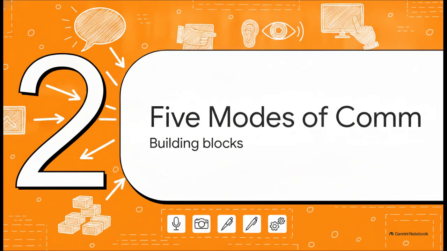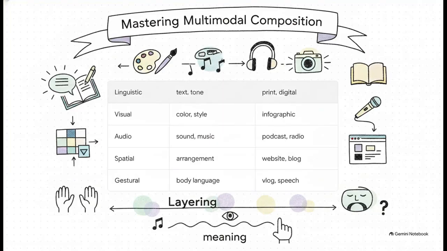Moving on to Section 2, the 5 modes of communication. These are your building blocks of meaning. Okay, so we essentially have 5 distinct modes of communication at our disposal. The linguistic mode is your written or spoken text and word choice. The visual mode includes what the reader actually sees, color, style, lighting, size. The audio mode covers sound, narration, music, and even deliberate silence. Then there's the spatial mode, which is super crucial for digital media. It's all about arrangement, proximity, and visual organization on a page or screen. And finally, the gestural mode involves body language and facial expressions, which you'll often see in vlogs or live speeches.